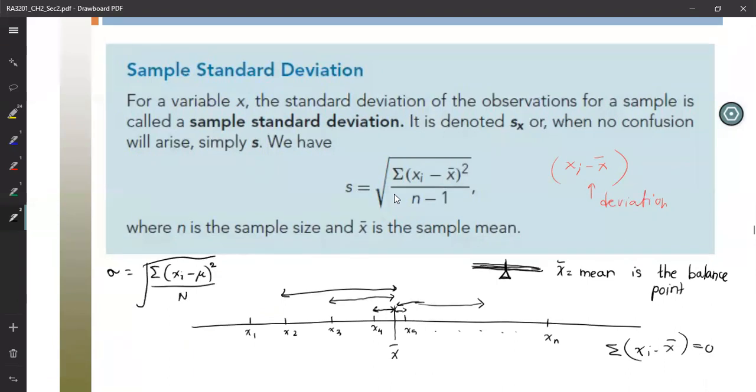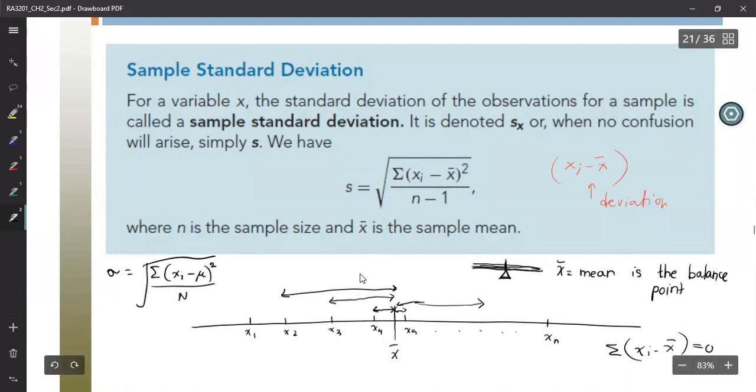But there is a certain feature in estimates. The sample standard deviation is the estimate for the population standard deviation, and there is a property called unbiasedness. In order to achieve that, we have to divide by n minus 1. It has some theoretical aspect, so we are not going to talk about them in detail, but this is the equation we use. So that is the sample standard deviation.